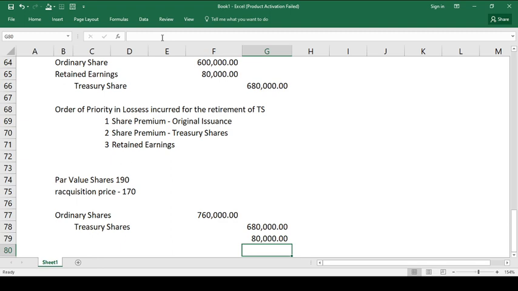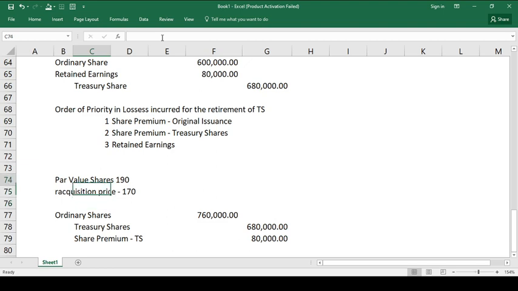Once again, as the rule says, okay, there is no gain to be recognized under income account. Instead, it will be recognized under an equity account named as share premium treasury shares. Okay? If the retirement of the treasury share will gain an income, that income shall not be recognized under the element of an income account. Instead, it will be recognized under the element of equity account.